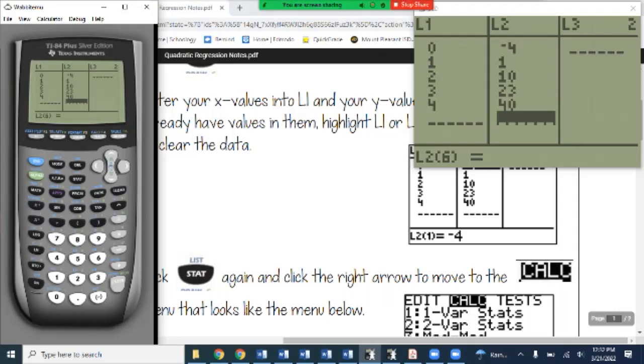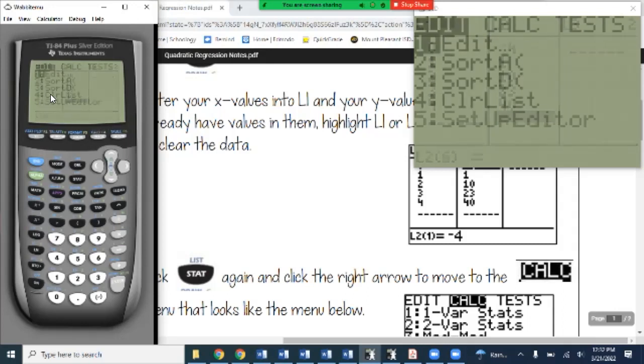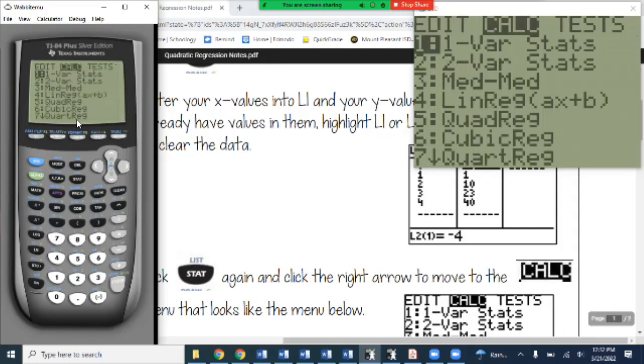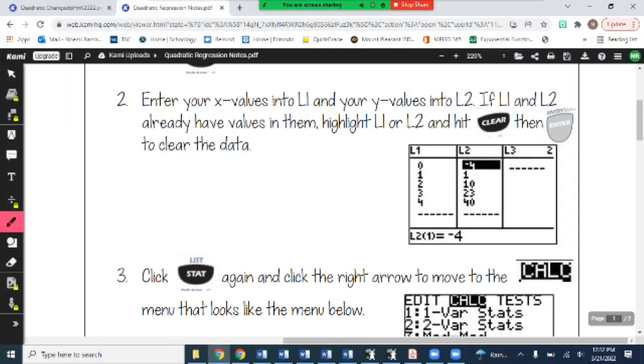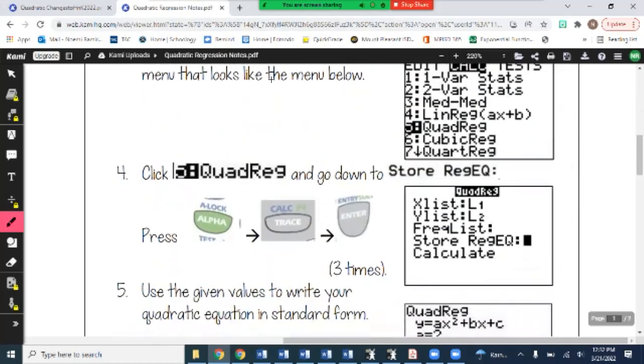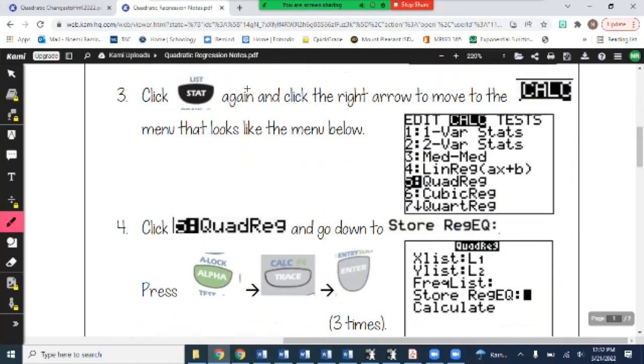All right. So after you're done putting those numbers in to stat edit, where do we go? It says click what? Stat again. And this time we scroll over to calculate. This is something we've already done before. We've used linear regression. Notice how it has in parentheses AX plus B. That looks most similar to what equation? Y equals MX plus B.